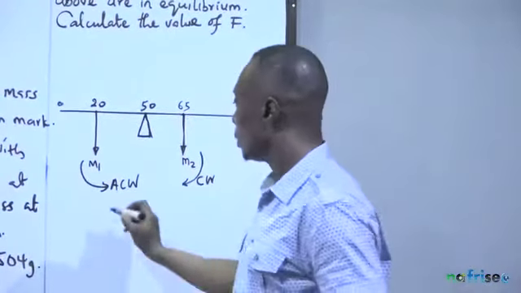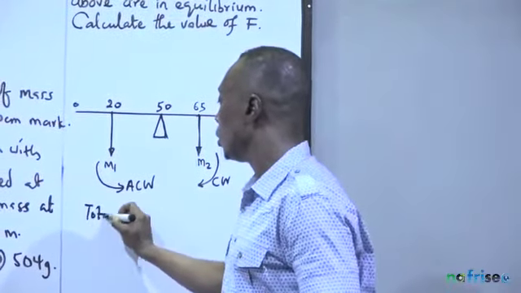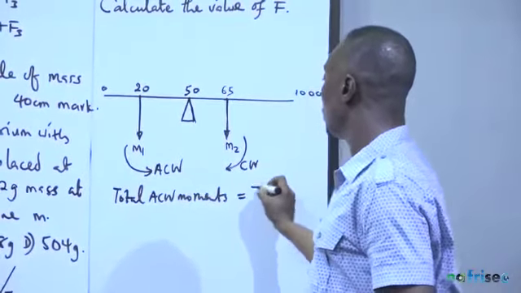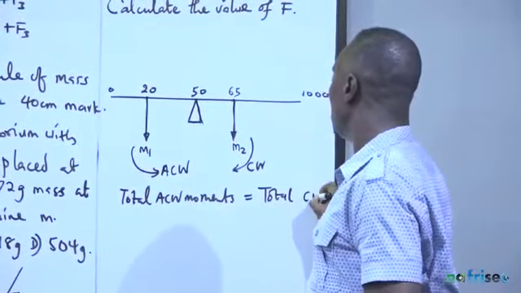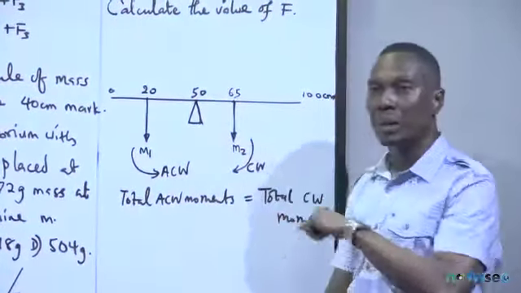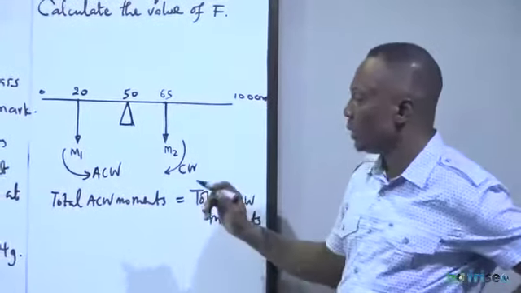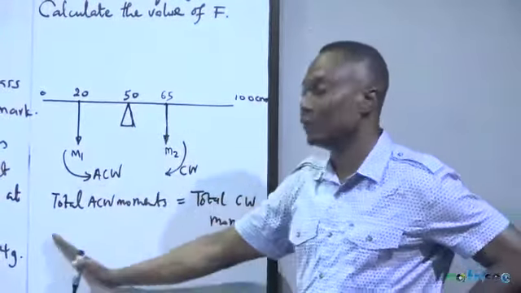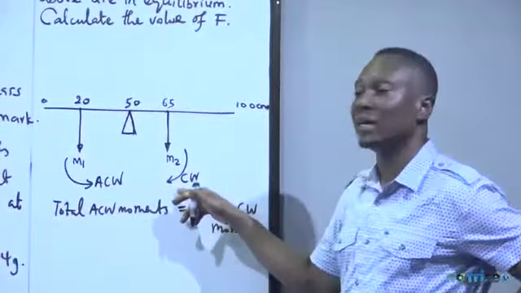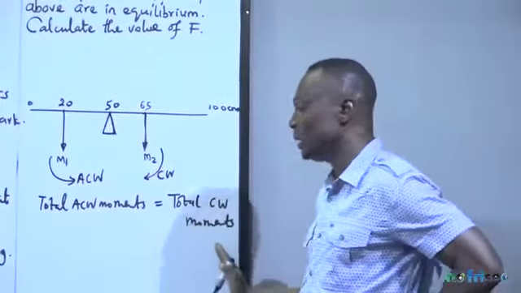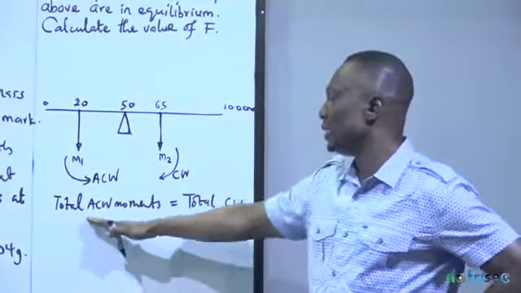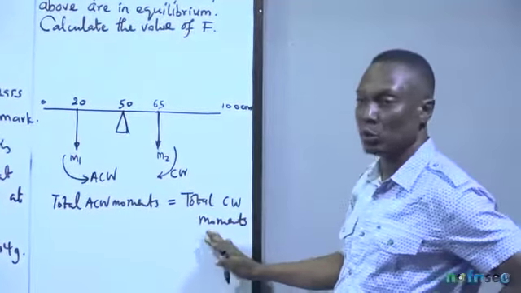What's the rule? We can say total anti-clockwise moments equals total clockwise moments. This is another way of saying the sum of the moments about the pivot is 0. Because ultimately, if you decide to add all the moments on one side of the equation, you would have to put a positive sign on the anti-clockwise moment and a negative sign on the clockwise moment, and that will ultimately give you a 0 result. But we can also address it as I have written: total anti-clockwise moment equals total clockwise moment. Most students prefer it this way.